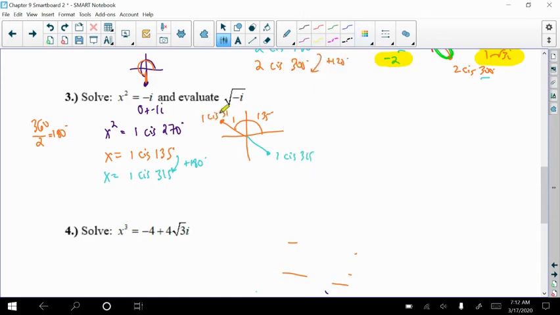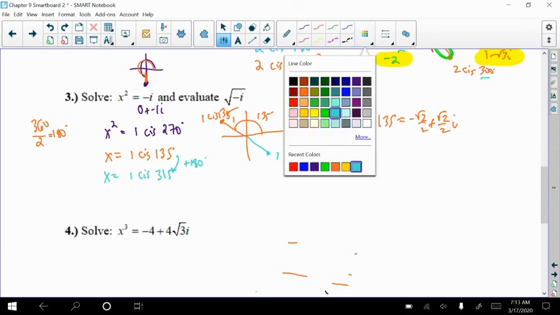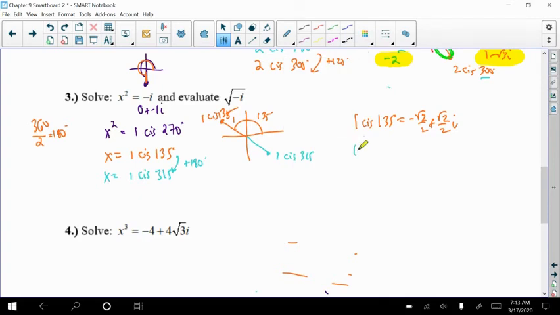Both have nice arguments, so I'd want to go ahead and actually evaluate them. So 1 cis 135, that's over and up. So that's negative root 2 over 2 plus root 2 over 2 i. And then if I do the other one, 1 cis 315, that's over root 2 over 2, down root 2 over 2 i. So there are my two solutions.